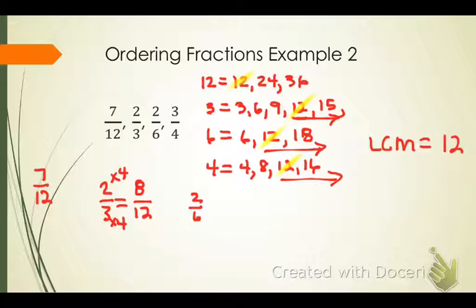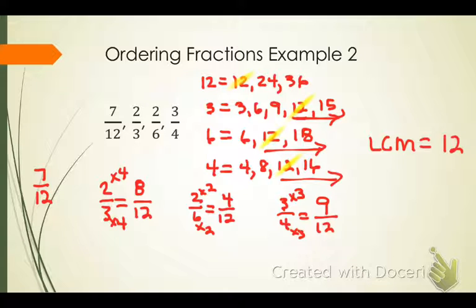Okay, and 2/6. New common denominator is 12. We take 6 times 2 to get 12. So 2 times 2 is 4. So that's equal to 4/12. Last we have 3/4 equals how many 12ths? 4 times 3 is 12, so 3 times 3 is 9.